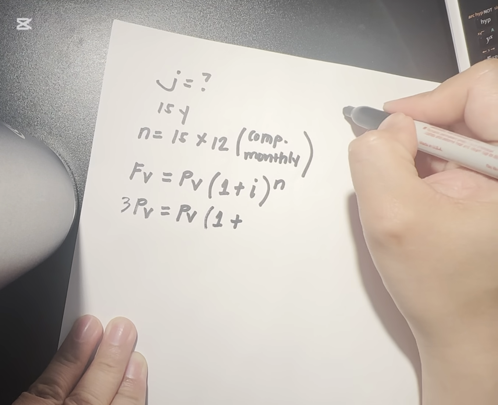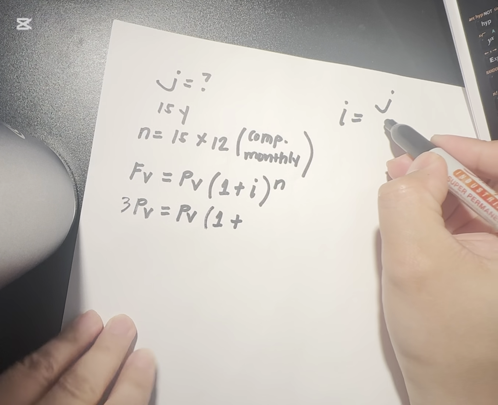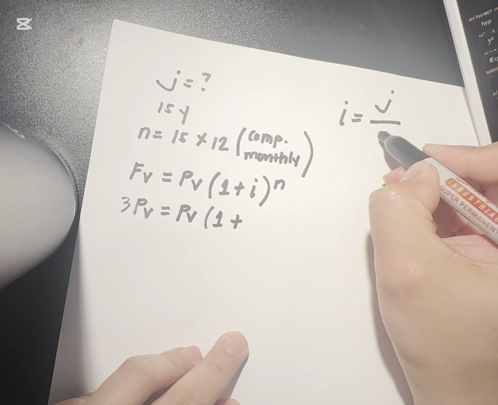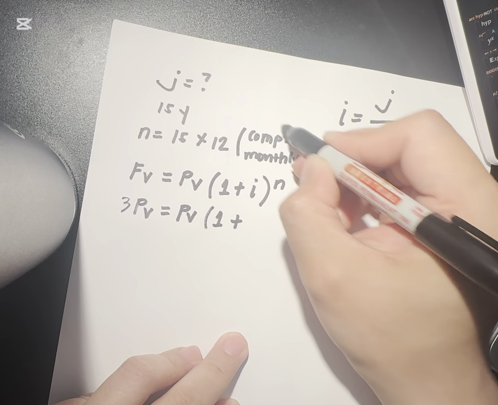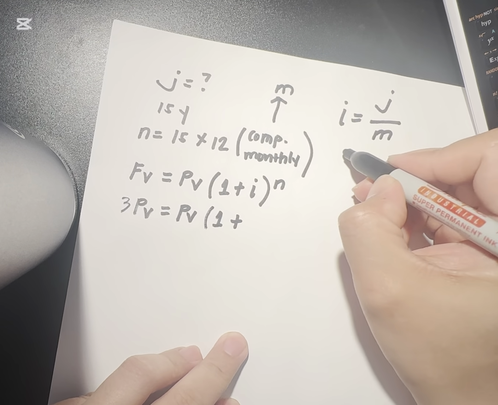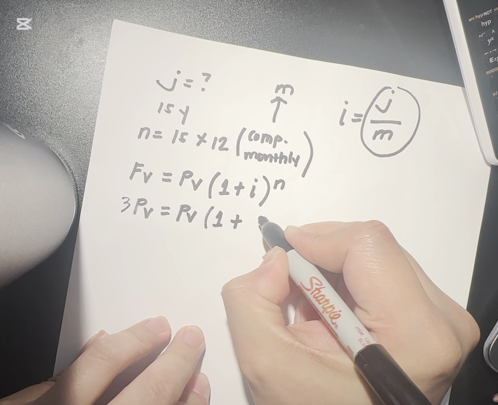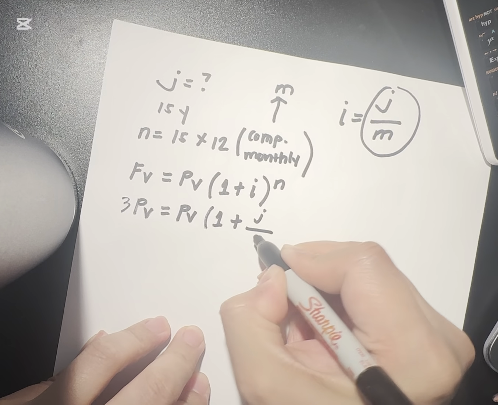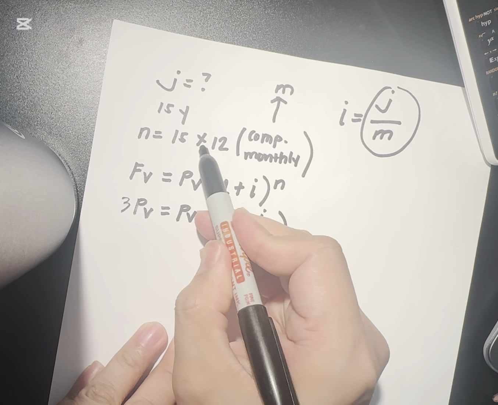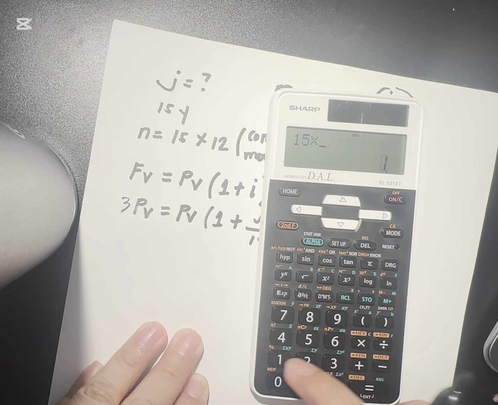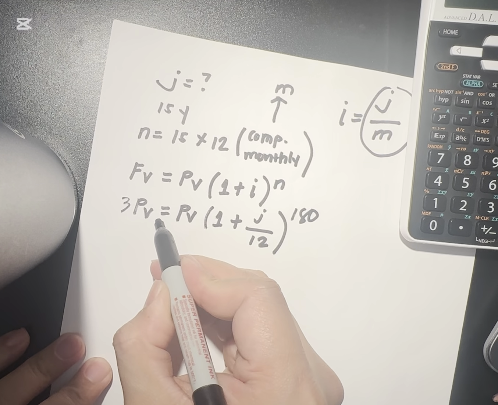How do we break this down? I is equal to the periodic rate, or nominal rate, over M, or the frequency. So therefore, substituting that will give us J over M, which is 12. And the N would be 15 times 12. If we multiply that, that would be 180.